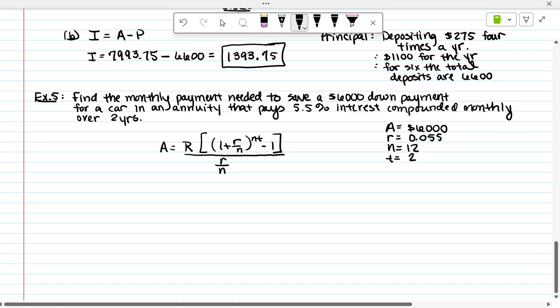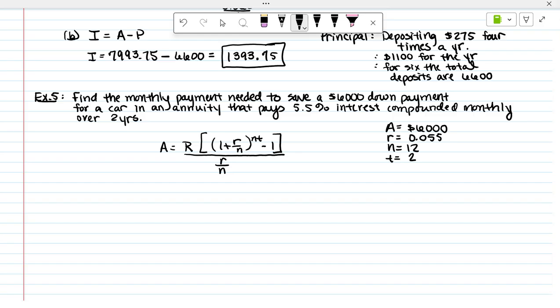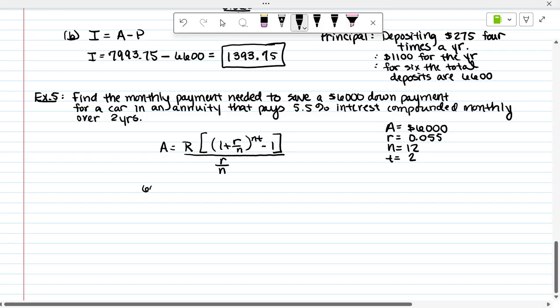So the only thing I'm missing is my big R. The big R is that monthly payment that you're going to be making. So we want to solve for R. So that's going to take a little work with all that going on there, isn't it? Yeah. Okay, but we can do it. We're going to plug in what we know. We know A is 6,000. We need R. We don't have that.